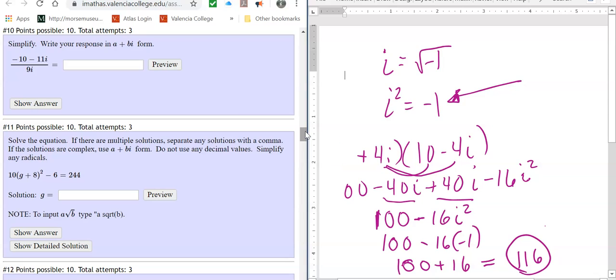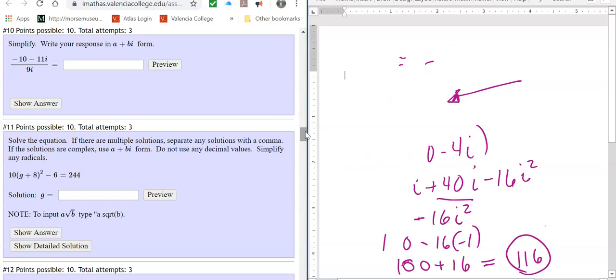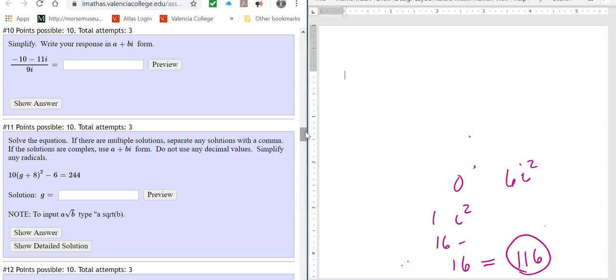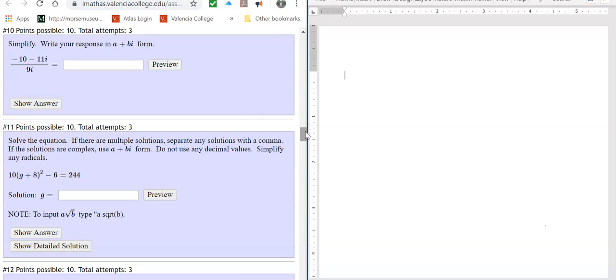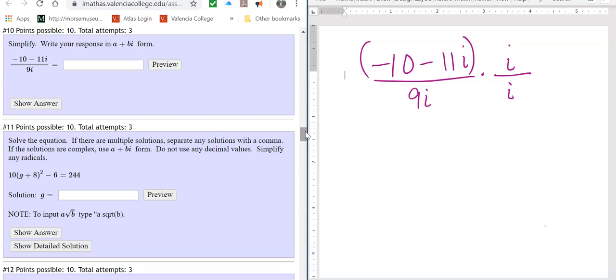Number 10 is a binomial divided by a monomial, okay? And this is one that you have to rationalize the denominator. Rationalizing the denominator means you're not allowed to have radicals or complex numbers in the denominator. So right now I have an i, which I'm not allowed to have in the denominator, 9i. Just like with radicals, when I wanted to rationalize a radical denominator, I'm going to do the same thing here. When I have a monomial, all I need to do is multiply both sides by i, because I know that i times i is -1, and therefore it's not going to be an i anymore.